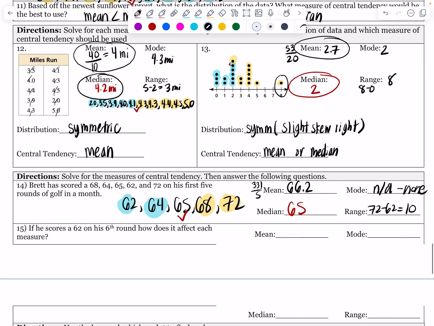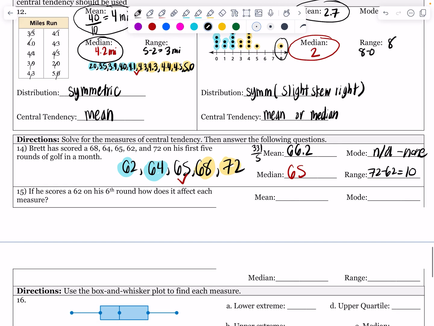And so what happens if he goes out and he shoots a 62 on his 6th round? How does it affect each measure? Well, he got another 62. And so he goes out and he obviously is doing well. And he shoots a 62. That's incredible. We know that our mean should decrease. We know that our mode is going to actually become 62. That's new because he has 2 scores of 62.